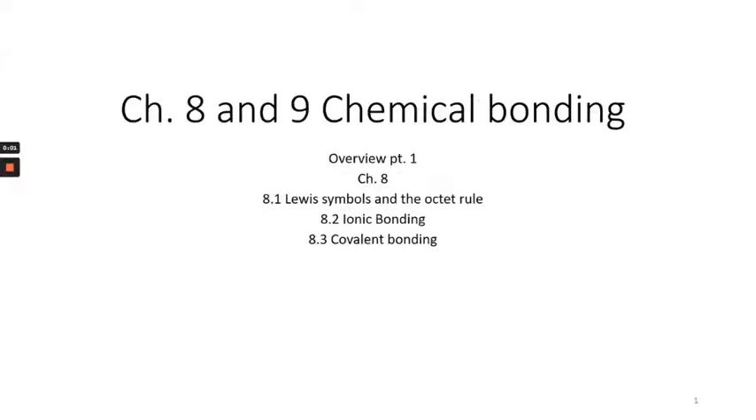Hi, welcome to Chapter 8 and 9, Chemical Bonding, Overview Part 1, where we're going to discuss Lewis symbols and the octet rule, ionic bonding, and covalent bonding.